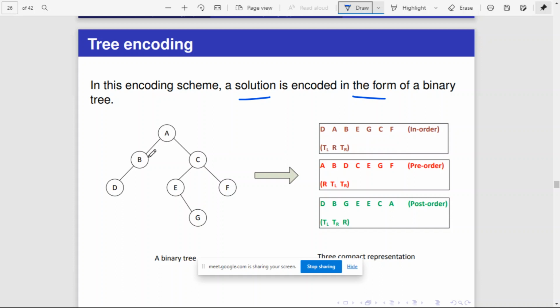The node A has 2 children. These are B and C. B has only one child, which is D. D doesn't have any child. C has 2 children, E and F. E has only one child, G. Okay.